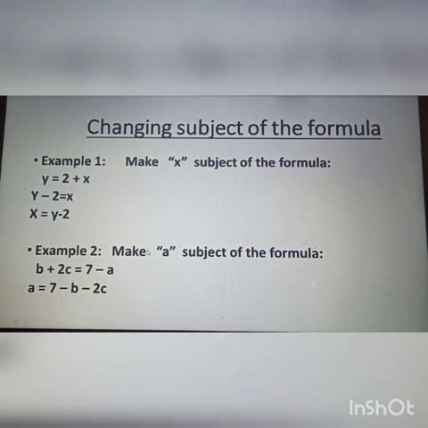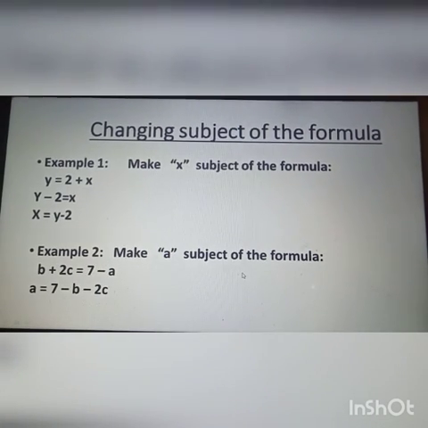Then example 2, let's do this one. Make a subject of the formula. So as I have explained to you in the first example, making a subject of the formula means that we are to isolate a here. So rules to isolate a could vary. It's not necessary that you are always to take the things on the right hand side or on the left hand side, but different ways or different rules give you the same result.